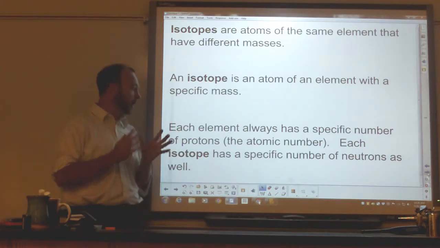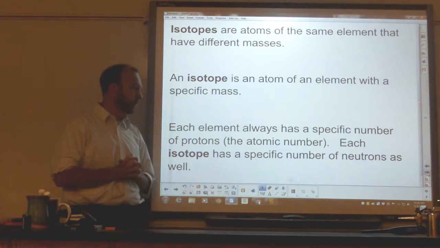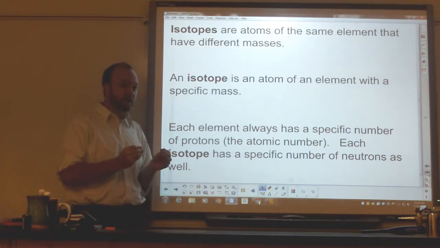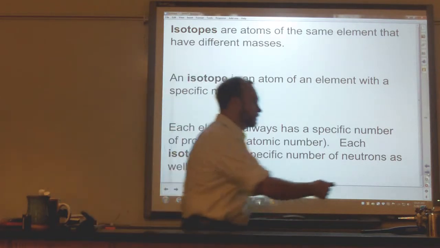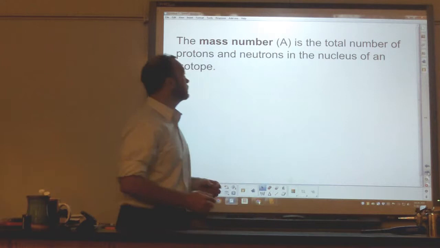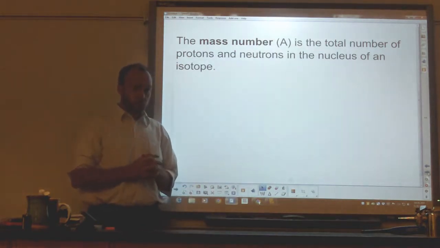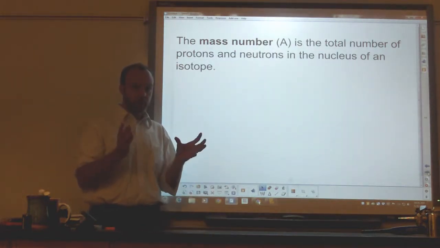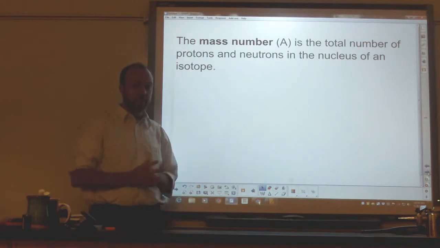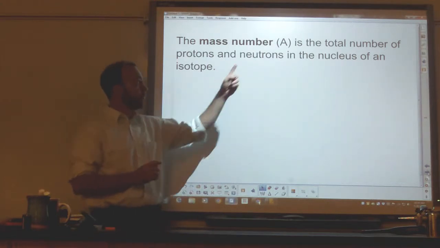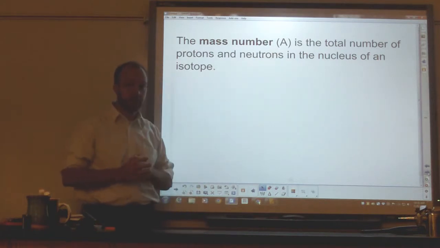So each element always has the same number of protons, the atomic number, but each isotope also has a specific number of neutrons. Now, if we take the number of protons and the number of neutrons and we combine them together, we call that the mass number. And the symbol we're going to use for mass number is capital A.